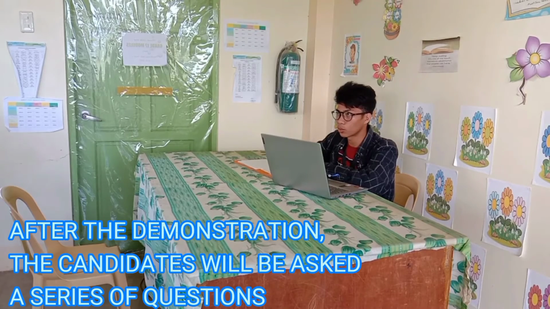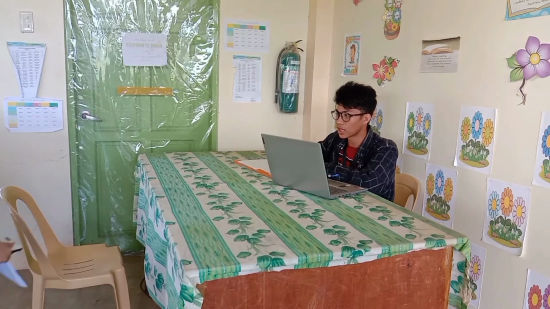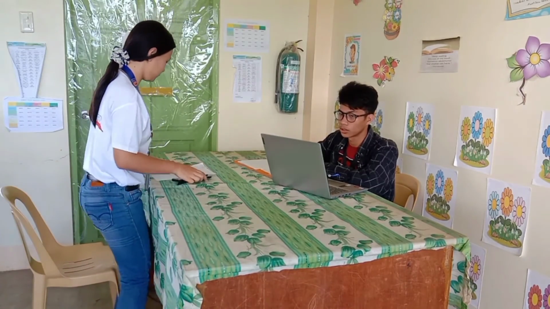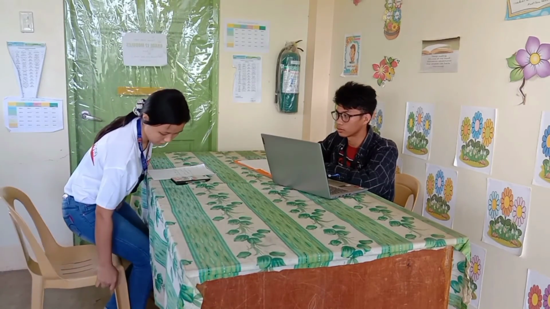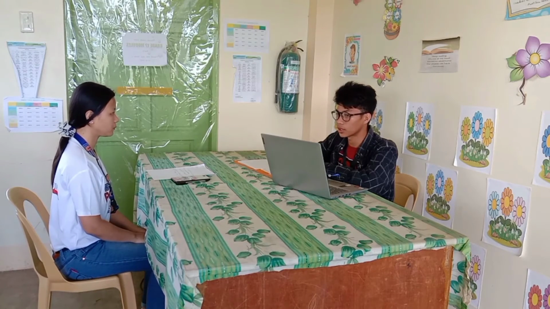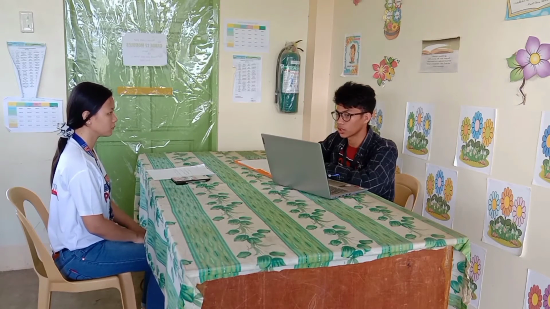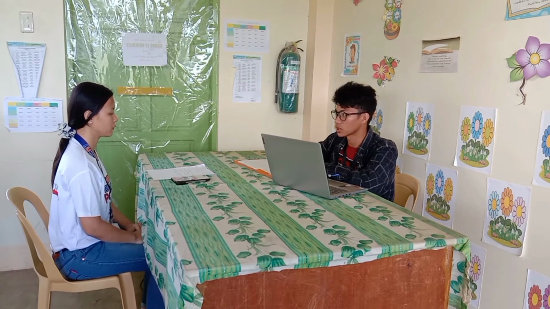Judge the evidence in terms of validity, consistency, currency, authenticity, and sufficiency. After the demonstration, the candidate will be asked a series of questions based on her performance during the assemble and disassemble of the computer for the oral questioning. Candidate number 1 is able to answer all the questions asked by the assessor. After testing the assembled product, you have noticed that the product is not working. What are the possible causes?